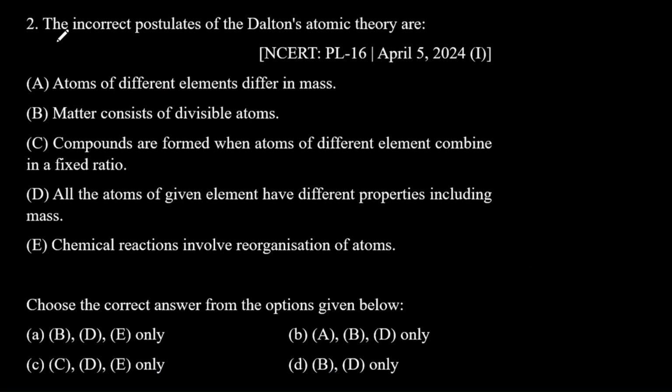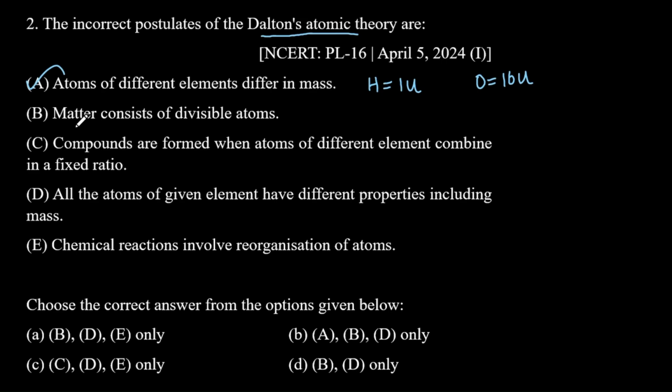The next question is, the incorrect postulates of Dalton's atomic theory are. The first statement is, atoms of different elements differ in mass. This first statement is correct. Let us consider different elements. Hydrogen is having the atomic mass 1 u and oxygen is having the atomic mass 16 u. Different elements have different mass. So the first statement is correct.